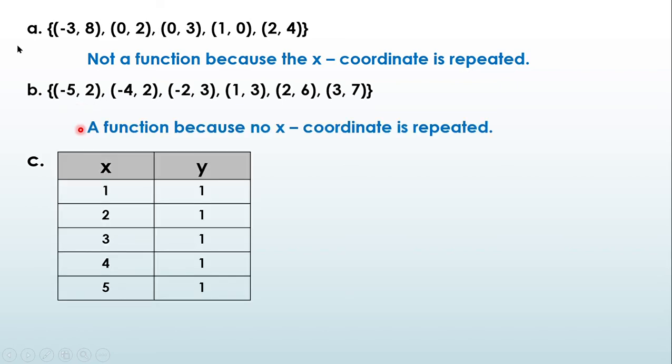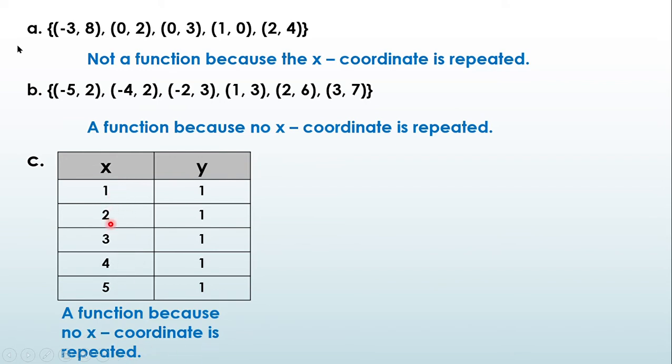Next, for letter C, so this is a table. So we have the domain or the x values and the range or the y value. So tingnan natin yung domain. We have 1, 2, 3, 4, and 5. So dito pa lang, this is a function because no x-coordinate is repeated. So walang x values or x-coordinate na nagdoble or being repeated.